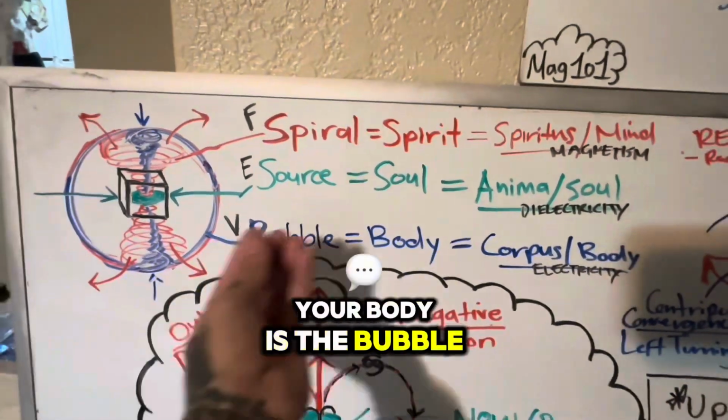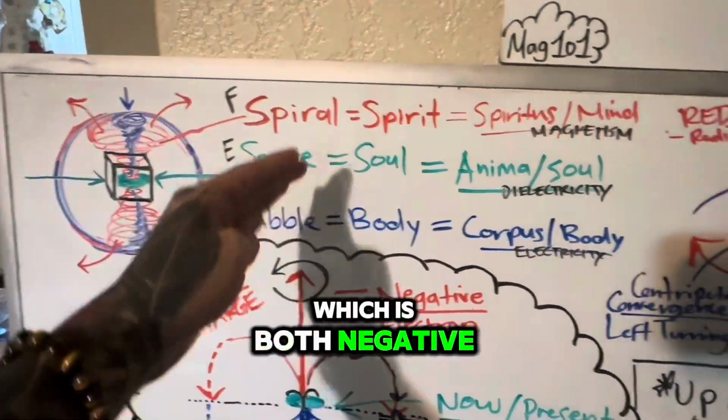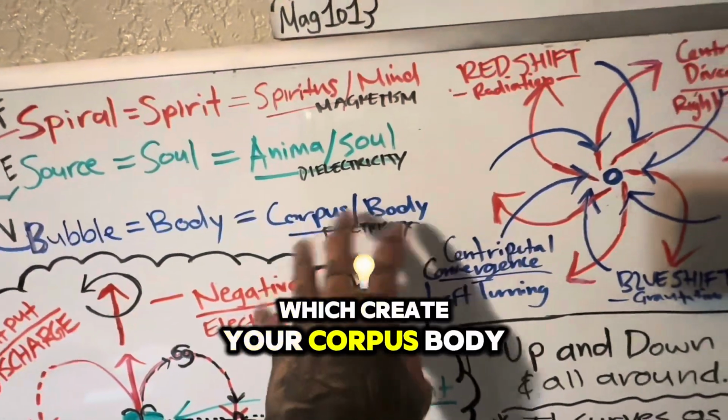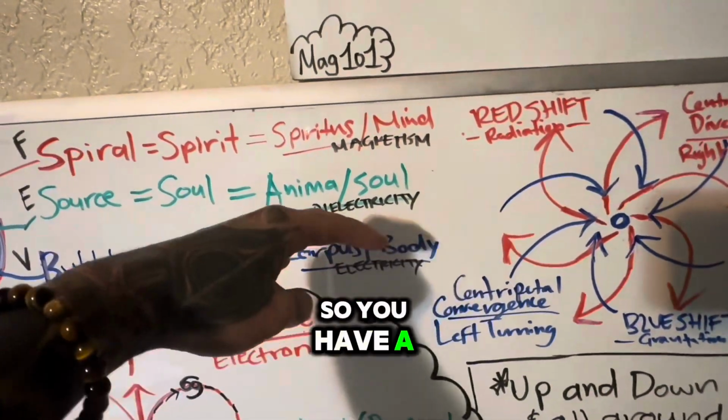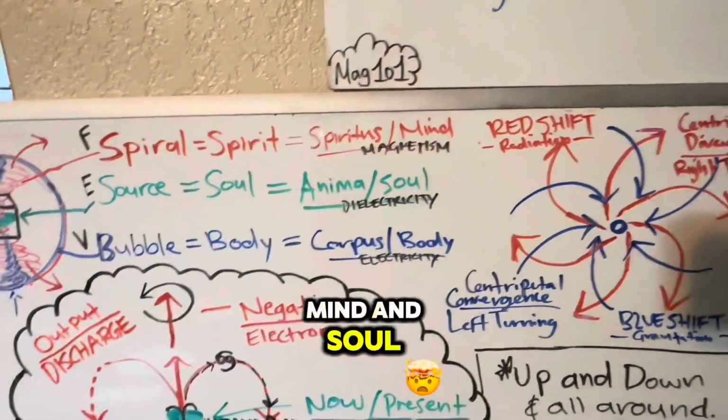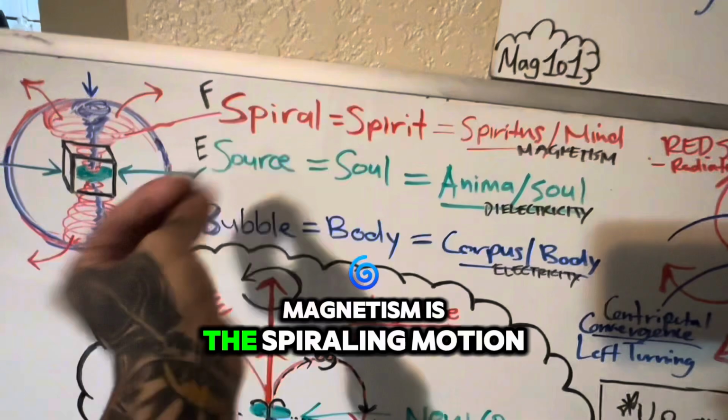Your body is the bubble, which is both negative and positive. It's the repelling and attracting forces that come out of the neutral point, which create your corpus body. So you have a corpus spiritus anima, which is a body, mind, and soul. Magnetism is the spiraling motion.